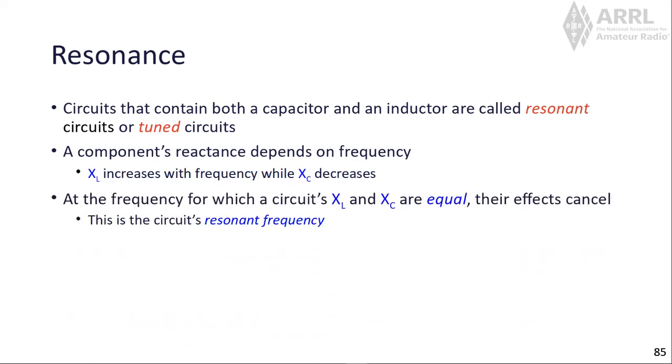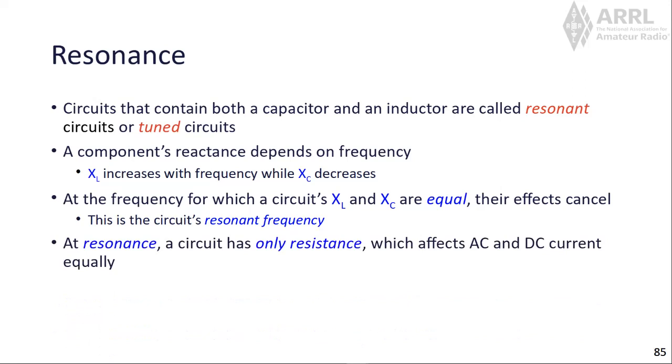At the frequency for which a circuit's XL, that would be the inductive reactance, and XC, that's the capacitive reactance, are equal, remember, they're changing with frequency, their effects cancel. And this is the circuit's resonant frequency. At resonance, a circuit has only resistance. There's no reactance. It's strictly resistance, the DC part. And that affects the AC and DC current equally.